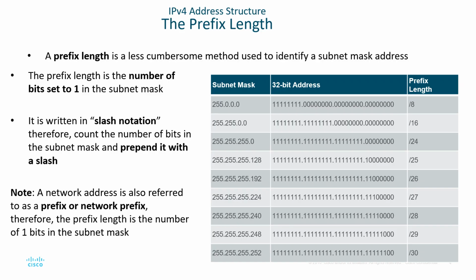Now, a prefix length is a less cumbersome method used to identify a subnet mask address. Your prefix length is the number of bits set to 1 in the subnet mask. So once you take that subnet mask, you convert it, as you see here on the slide, then you count the number of ones. The first 3 that you see here are your default values for your classes of addresses.